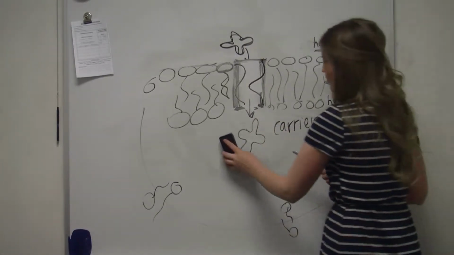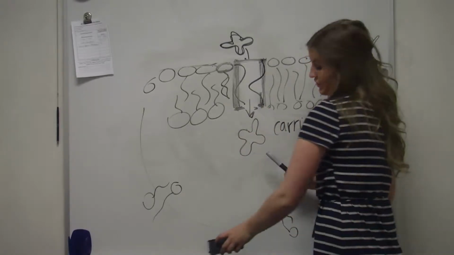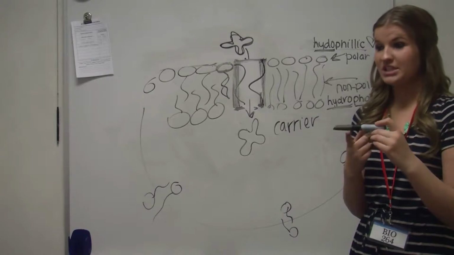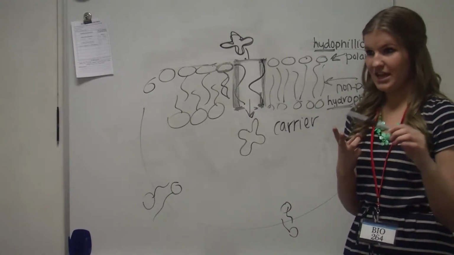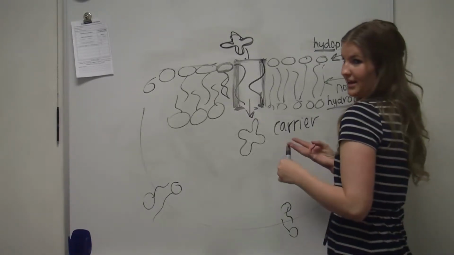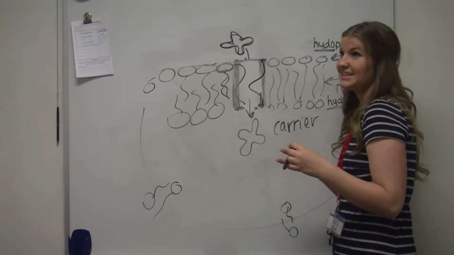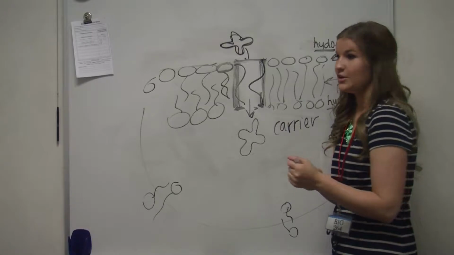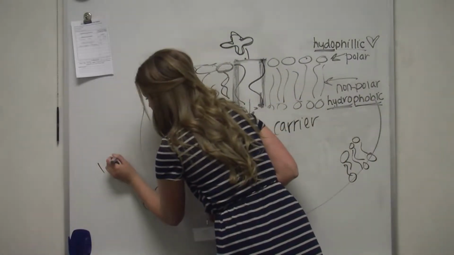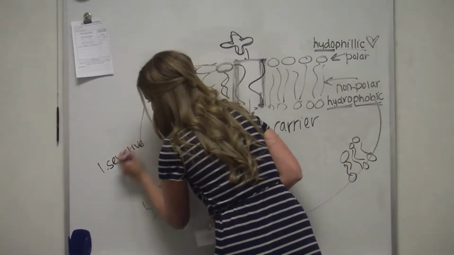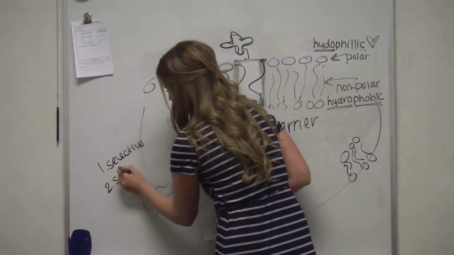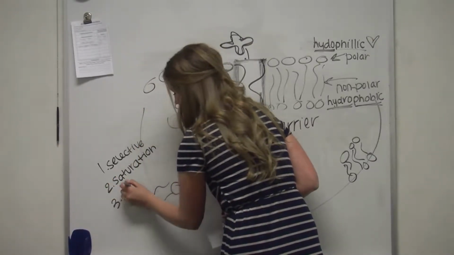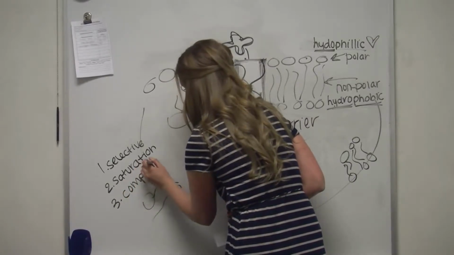Okay, so there are a few things that have to do with our carrier proteins. Do you guys remember what they were? It was competition, saturation, and selectivity. So basically it's selective. So we have selectivity, saturation, and competition.